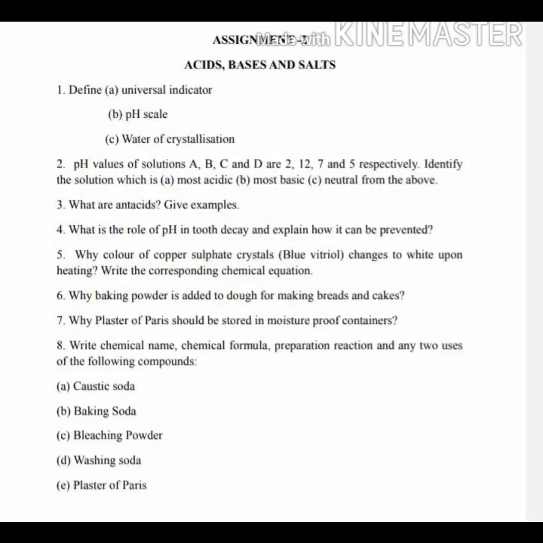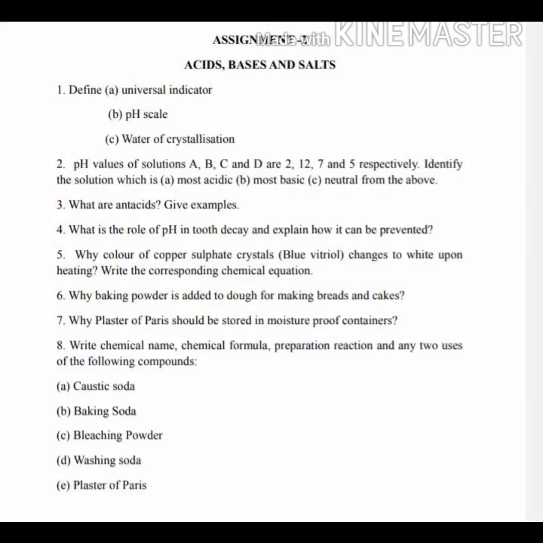Come to the third, bleaching powder. Chemical name is calcium oxychloride. Chemical formula is CaOCl2. Its preparation: Ca(OH)2, that is slaked lime, you have to pass chlorine gas through it, plus Cl2. It will give bleaching powder CaOCl2 plus water. Its uses are that it can be used as a bleaching agent, and its second use is as an oxidizing agent.